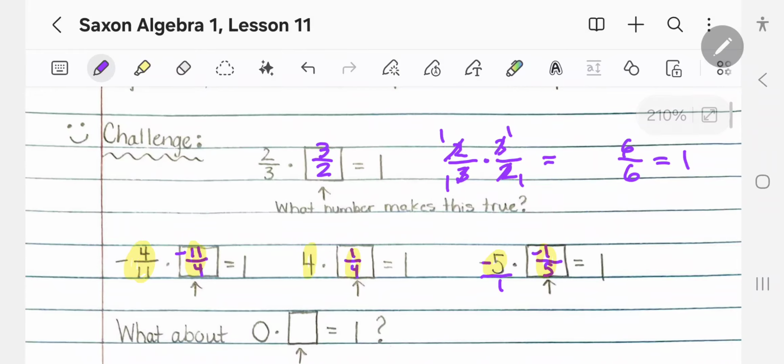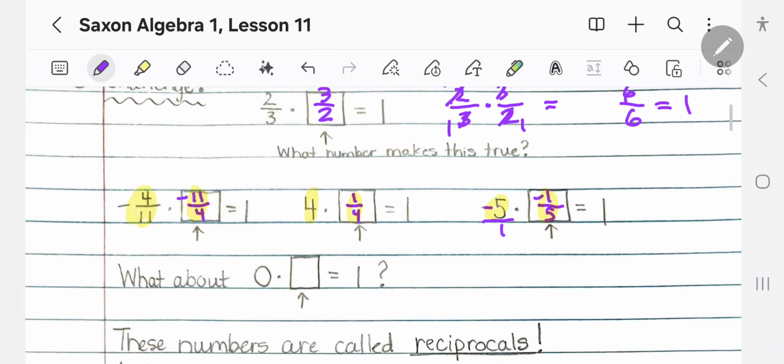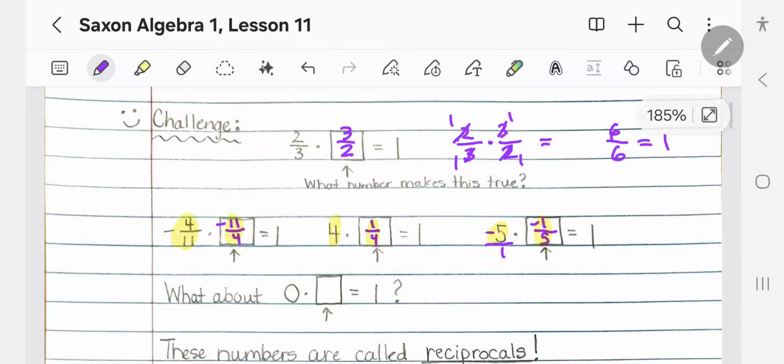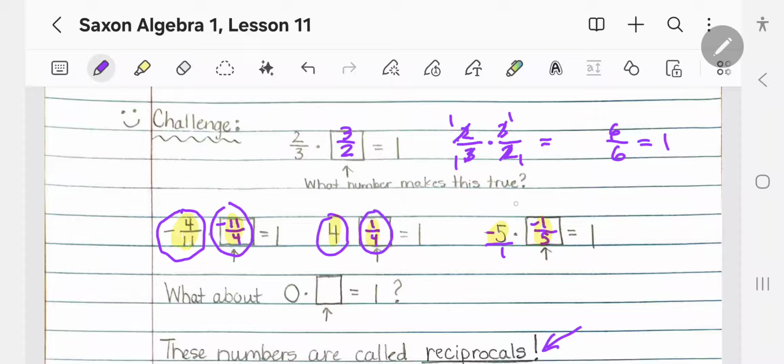What about 0 times something would equal 1? What would that be? Well, we've already learned 0 times any number is going to give you 0. So that's not going to work, is it? Okay. Let's look at the vocabulary term for this. All of these numbers, -4/11, its reciprocal is -11/4. That's this word here, reciprocal. And the reciprocal of 4 is 1/4. And the reciprocal of -5 is -1/5. And 0 does not have a reciprocal.